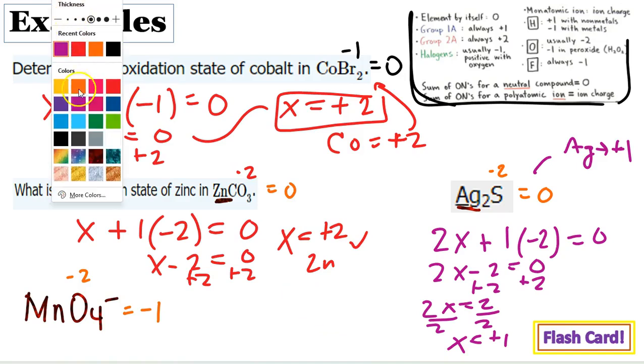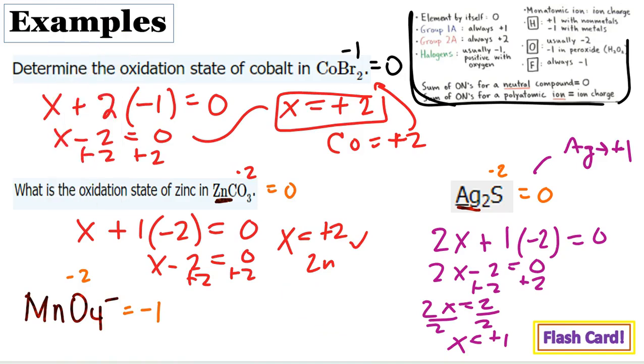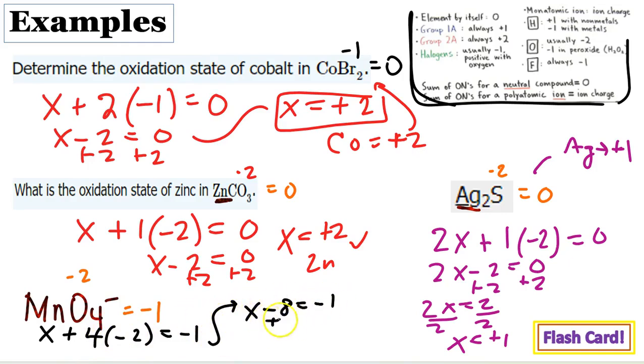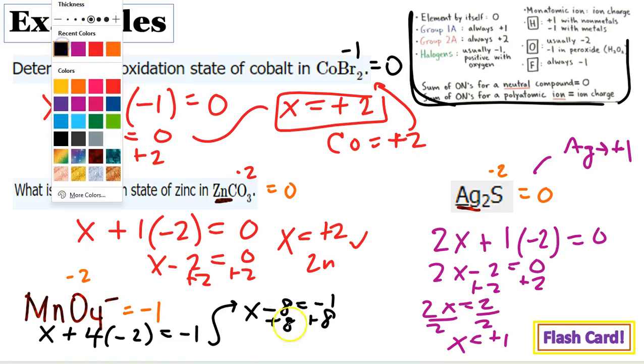And finally, let's do the one down here. Okay, so we're looking for our manganese, which we're going to set as X. We have 4 oxygens that each have a -2 charge, and this entire thing is equal to -1. So we're going to have X minus 8 is equal to -1. Add 8 to both sides. My X is equal to +7. So my manganese is going to have a +7 charge. Or sorry, oxidation number.